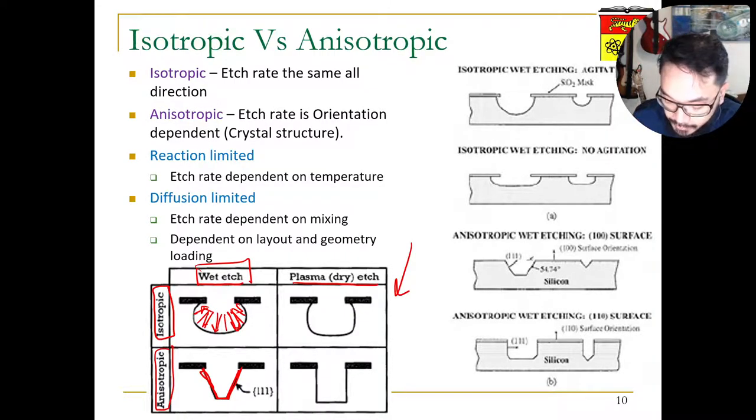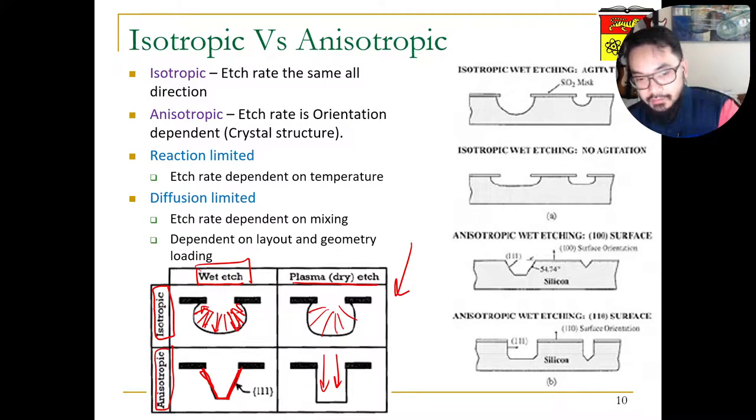Plasma dry etching can be either isotropic or anisotropic. If it's a purely chemical process, a vapor phase chemical process, then it will be isotropic, similar to wet etching. But if it is based on ion and plasma, ion plus physical etching, then it will be directional. You can control the direction, and in this case it's downwards.